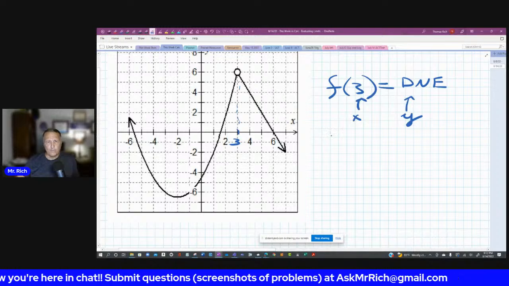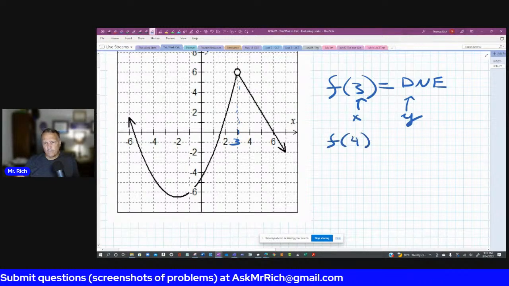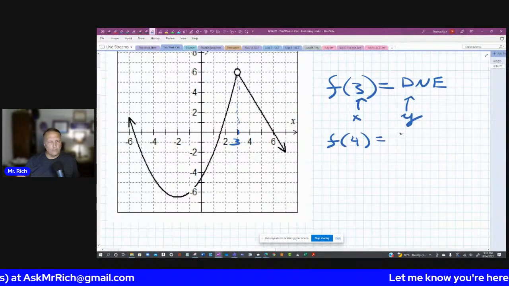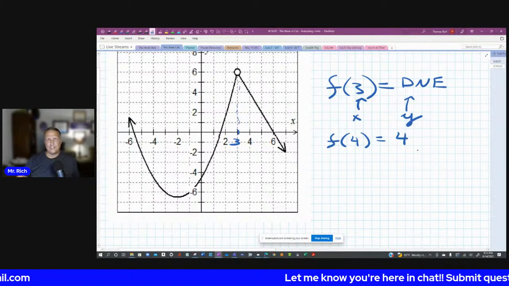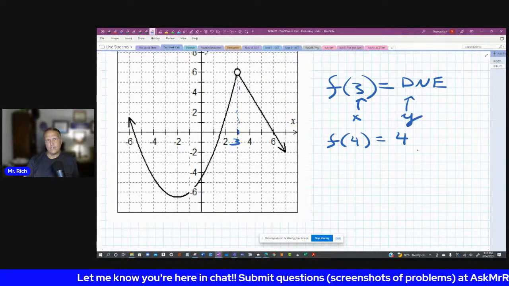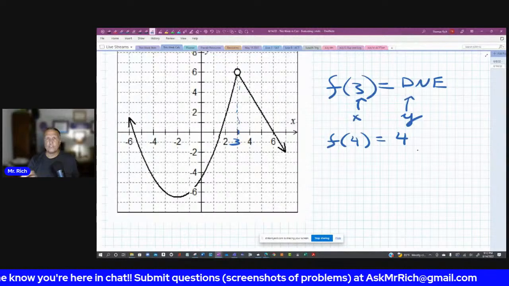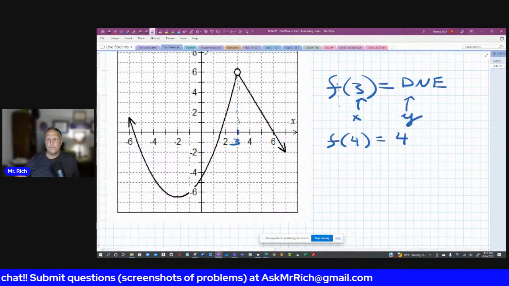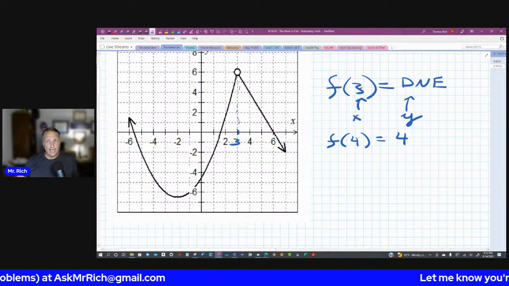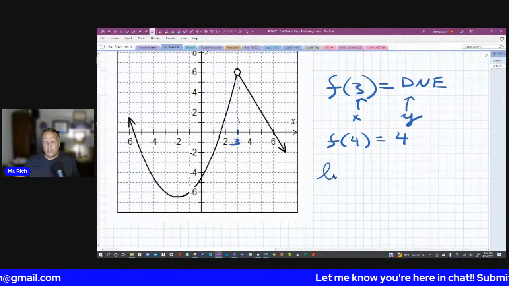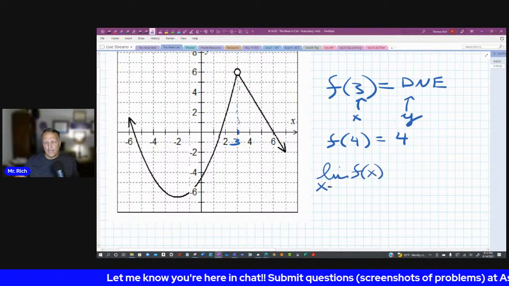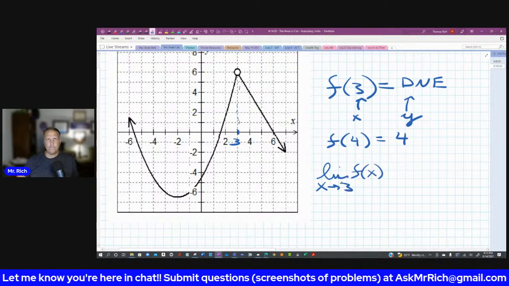If I were to pick a different number, such as 4, f of 4, you'd be able to see from this graph that when x takes on a 4 value, that the y is exactly 4. When x is exactly 4, y is exactly 4. Now, what a limit does is it allows us to express what's happening on either side of a particular x value. So instead of finding the function at x equals 3, I'm going to say, what's the limit of my function f of x as x approaches 3? That's what a limit does.